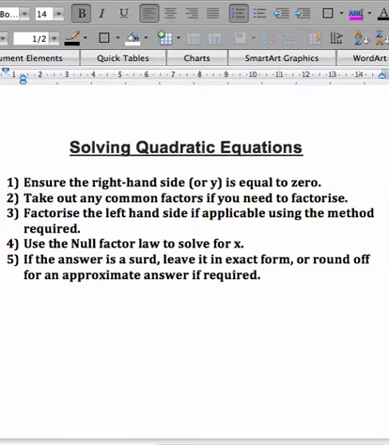And step 5, sometimes when we factorize something, for example when completing the square, we end up with irrational numbers or surds, and you can leave the surd in exact form. Or if the question asks you to round it off to say 2 decimal places, then you can do that and get an approximate answer. So we'll be going through all of these steps. If you want to write them down, go ahead, and I'll be explaining them in detail as we go.